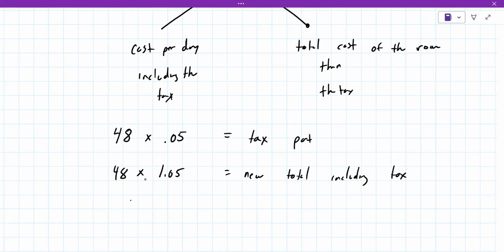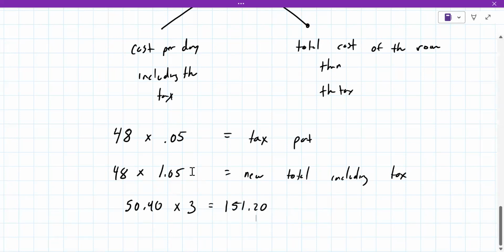$50.4. $50.40, but they're staying more than one night. In fact, they're staying 3 nights. So we multiply by 3. 151.2. Good, good.